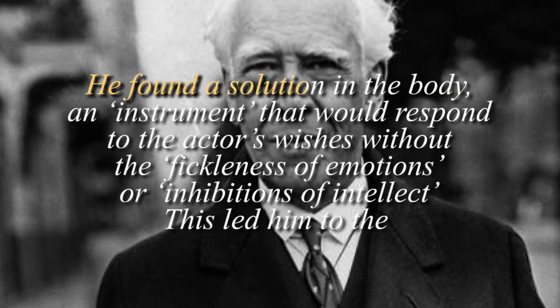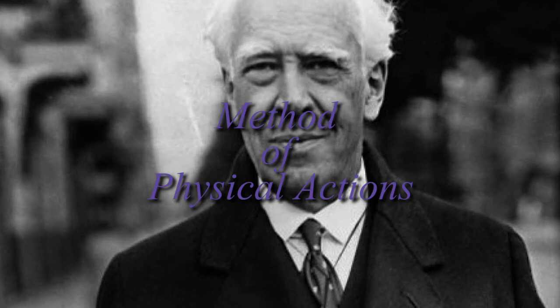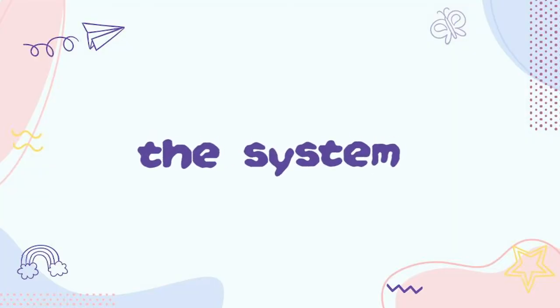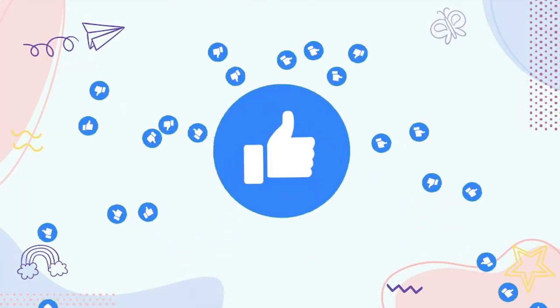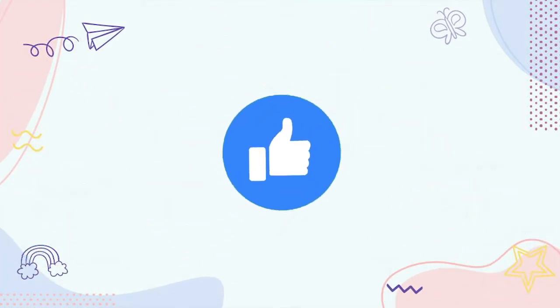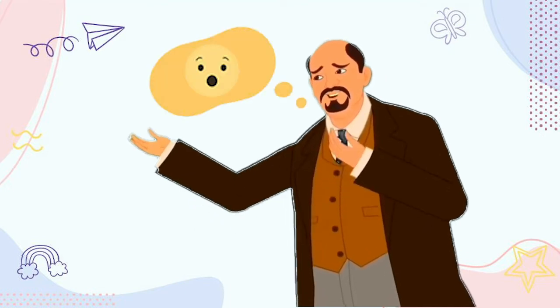He found a solution in the body, an instrument that will respond to the actor's wishes without the fickleness of emotions or inhibition of intellect. This led him to the method of physical action. The system referred to the method used by Stanislavski to foster a good performance in his actors. It focused mainly on helping an actor recall the emotions needed for a role.